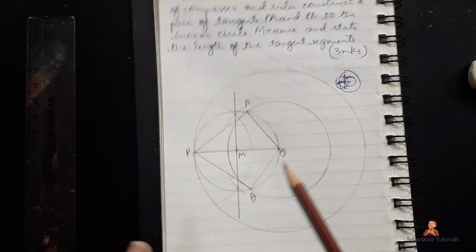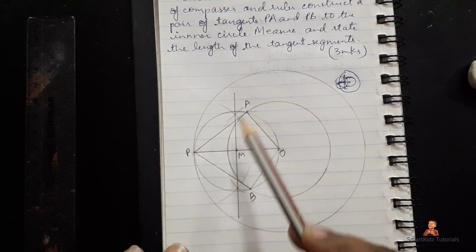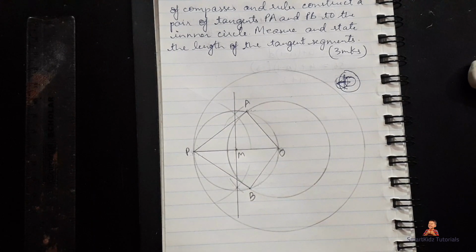Now one last thing left in this is to measure PA and PB. We know the tangents have to be equal, so the lengths of PA and PB have also got to be equal.